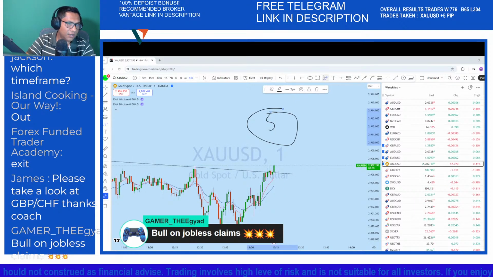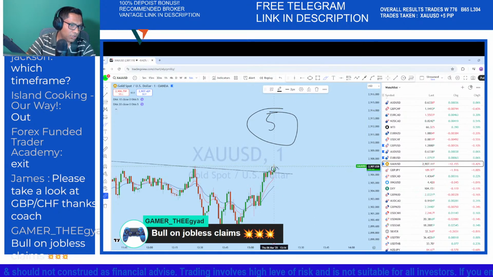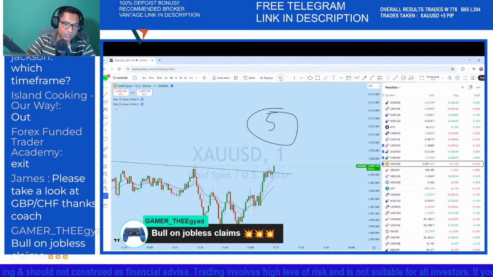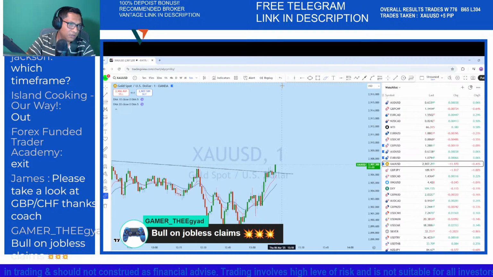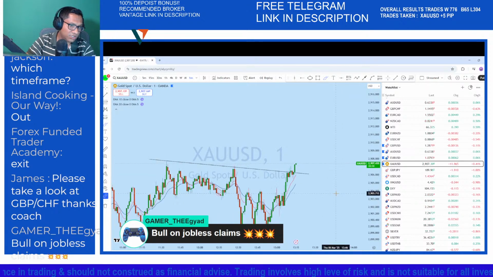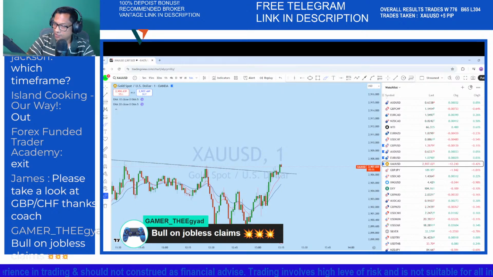Now you can see that the market is slowly breaking from that level. As I mentioned, there is news coming up in 15 minutes. We could enter for the short term, but I'm waiting to see the market show its hand.